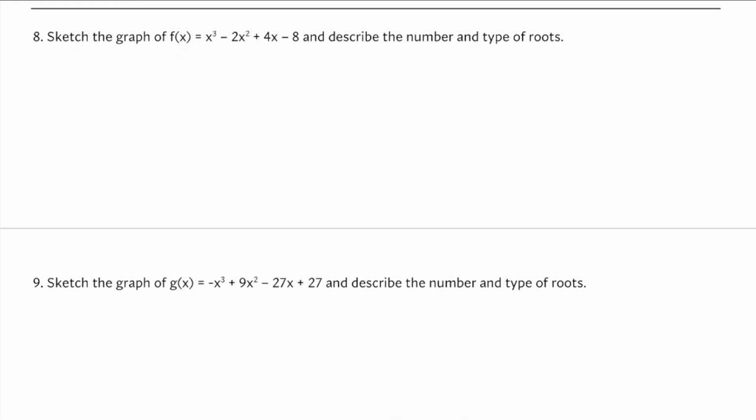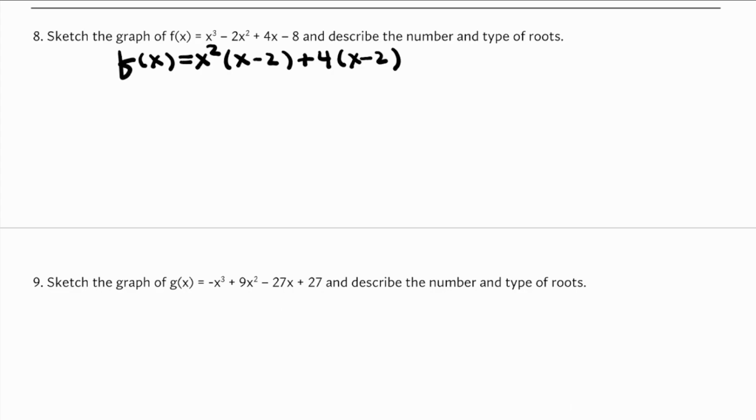Okay, now we're going to sketch the graph of this polynomial and describe the number and type of roots. We're going to start by factoring this. All right, what's common to the first two? That would be an x squared times x minus 2. And then what's common to the second one? That 4, so I'd factor out the 4 times x minus 2. That's factoring f of x.